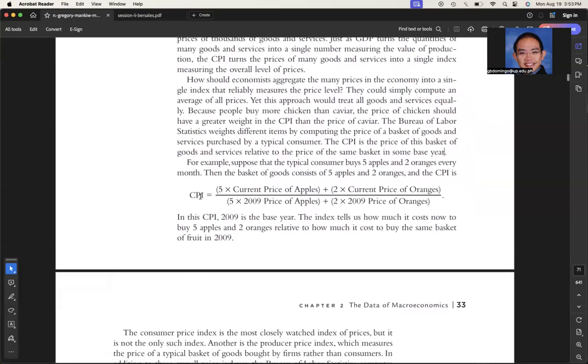So in this CPI, 2009 is what's called the base year. The index tells us how much it costs now to buy 5 apples and 2 oranges, that's the basket, relative to how much it cost to buy the same basket in 2009. So as you can see, pag tumaas yung price ng apples or oranges, the CPI will also go up.